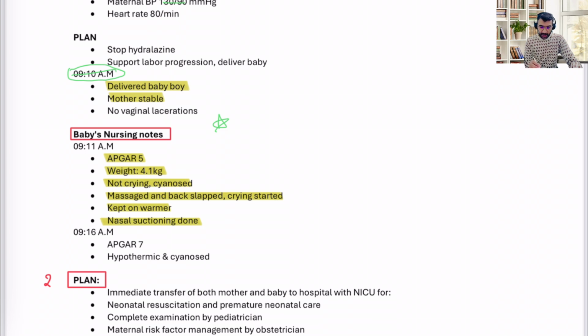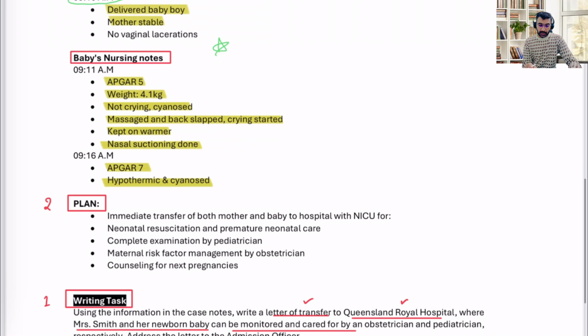Then 5 minutes later at 9:16 a.m., APGAR improved to 7, but the baby is still hypothermic and cyanosed. Therefore, we are transferring the baby to a facility with ICU care. Again, the plan, the one we have just gone through.